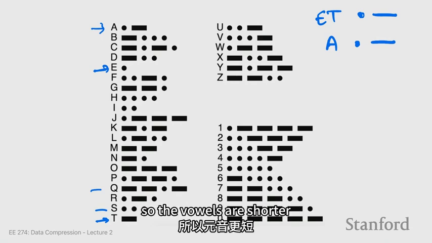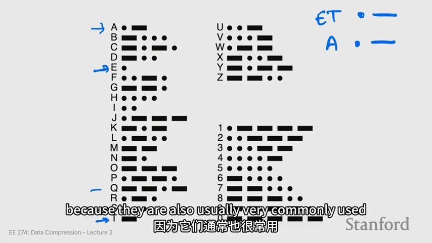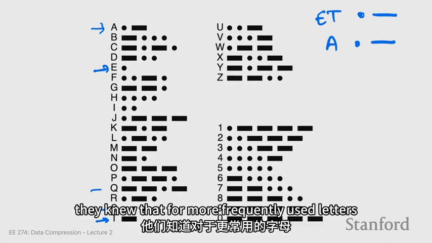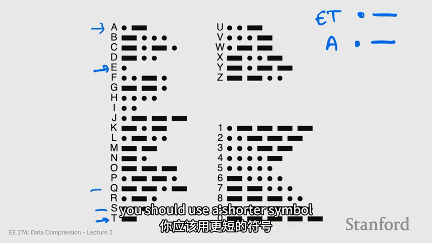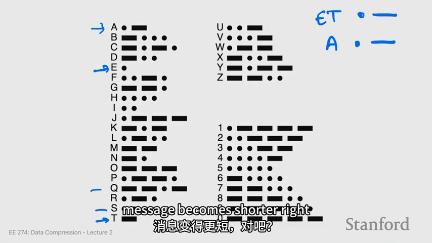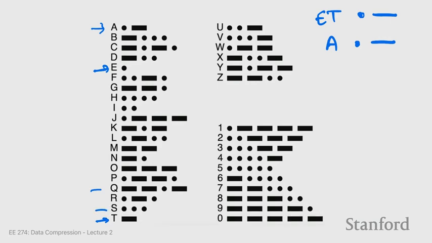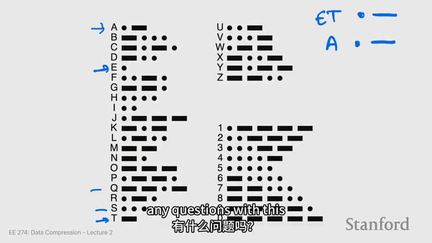So the vowels are shorter because they are also usually very commonly used. So even in the Morse code in those old days, they knew that for more frequently used letters, you should use a shorter symbol so that your overall message becomes shorter, right? So that's just, I think, an interesting fact. Any questions with this?